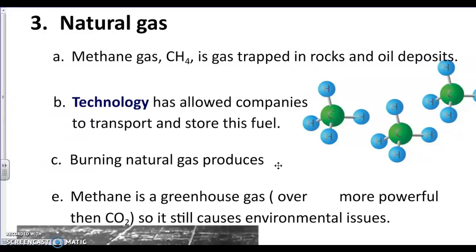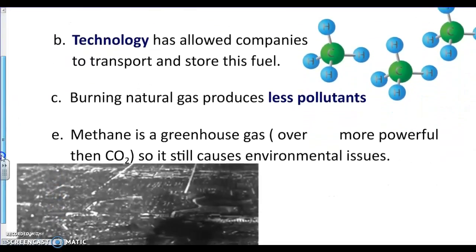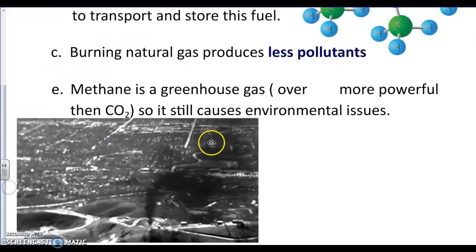The cool thing about natural gas is that there are actually fewer pollutants with this. It's better that way. However, methane is a greenhouse gas. It's over 25 times more powerful than carbon dioxide as a greenhouse gas. In other words, it traps heat 25 times better, and that's a low estimate, than carbon dioxide. Now we say there are fewer pollutants, but methane isn't healthy for you to begin with.